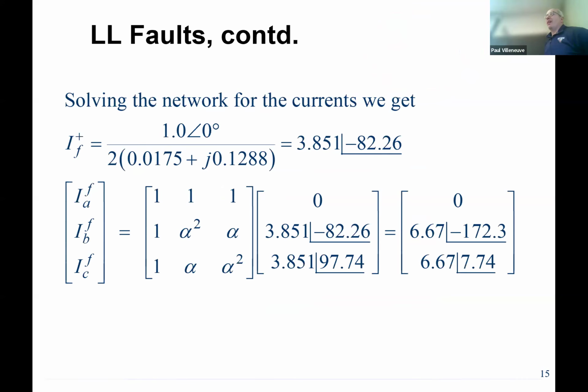If I plug that into my inverse symmetrical components, so go back to phase diagrams, basically, our phase currents, I end up with 6.67 at an angle of -172.3 and 6.67 at an angle of 7.74. Is that consistent with what I expect for a line-to-line fault?